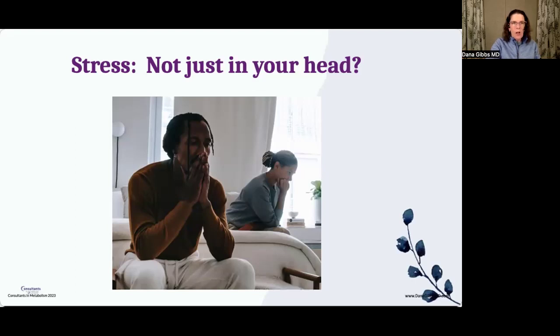So unfortunately, all the studies show your body cannot tell the difference between these events and something that's actually literally threatening your life, like the house is on fire. Your body reacts exactly the same to your boss yelling at you as it would if your house was on fire. Is that crazy or what?